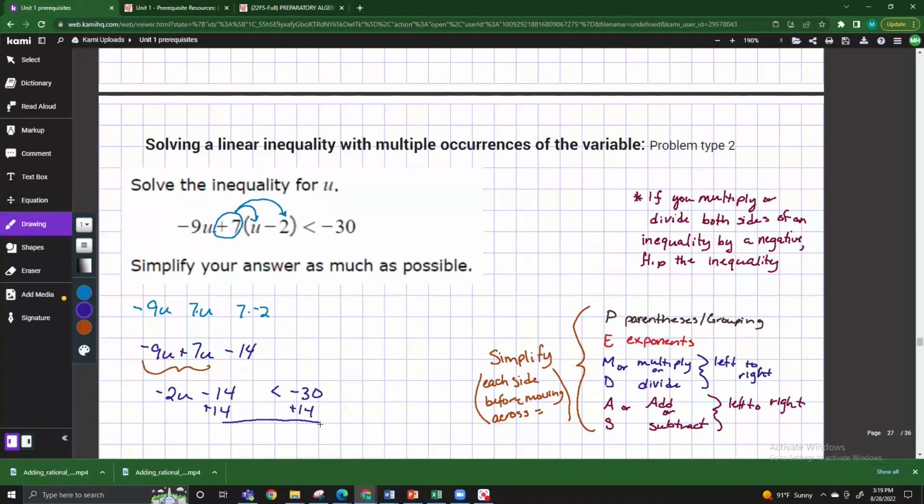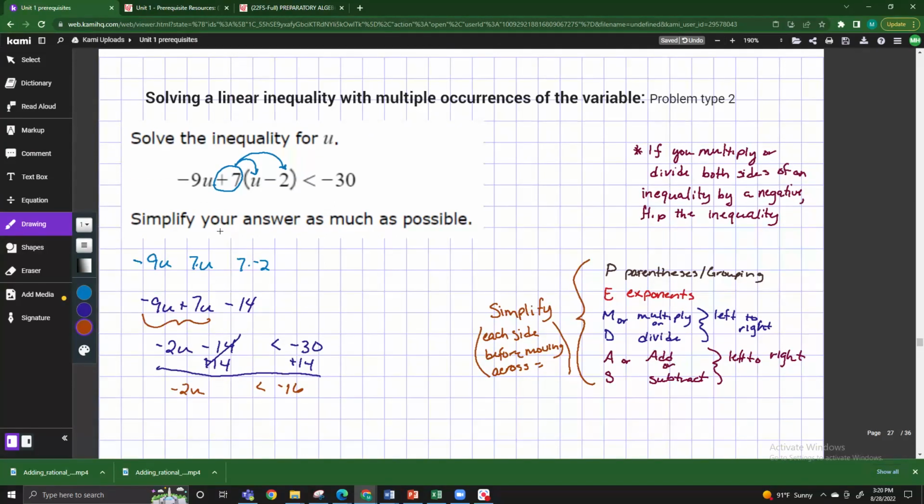And then combining like terms, looking at that, these cancel out. So I have negative 2u is less than negative 30 and 14. They're opposite signs. I'm going to subtract them and I get a 16. The negative 30 was the bigger one, so it's a negative 16. All right, and then we're going to finish solving it.